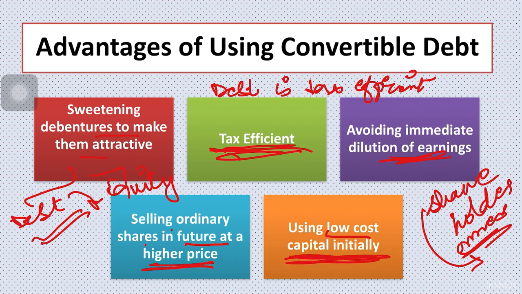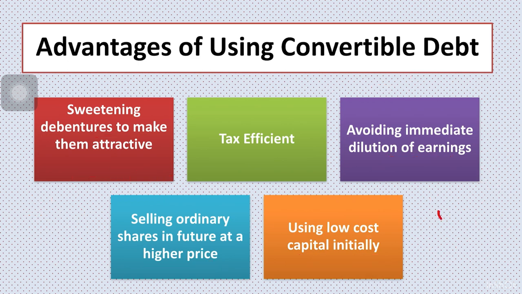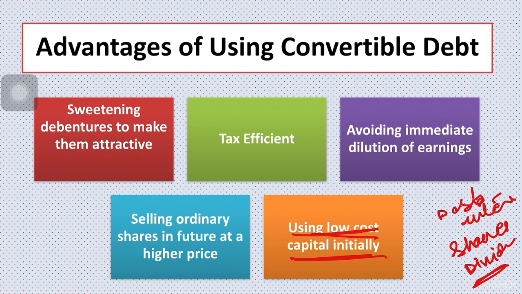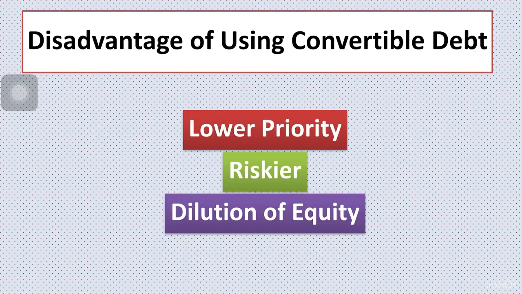You know that there are two costs that are majorly involved for the company. One is your debt, another one is in terms of your shares. For debt it is interest, and for shares it is dividend, right? Since interest is always lesser than whatever dividend the company declares, there is low cost initially if you want to issue the convertible debentures.